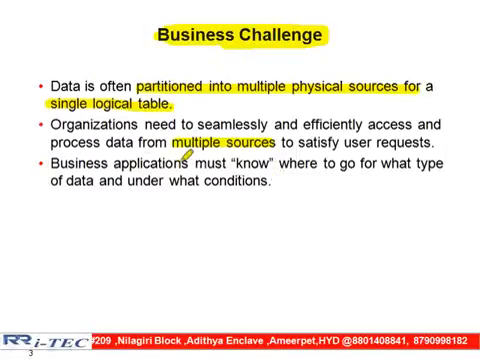Now, business applications must know where to go for what type of data under what conditions. What is the meaning? Suppose in my report I am requesting only India customers, then it has to get India customers only. If I am looking for only USA customers, it has to go to the USA customers only. If I am looking for India as well as USA customers, then it has to go to both.